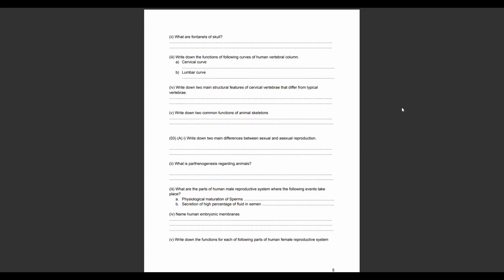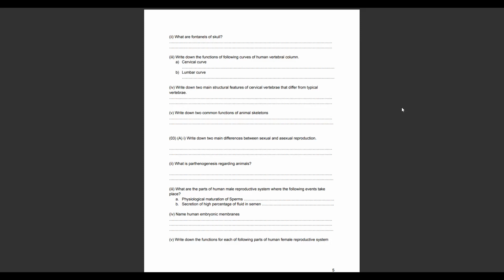Roman number 2, what is parthenogenesis regarding animals? It is an unusual form of asexual reproduction in which the egg develops into a complete individual without being fertilized. 2 marks.